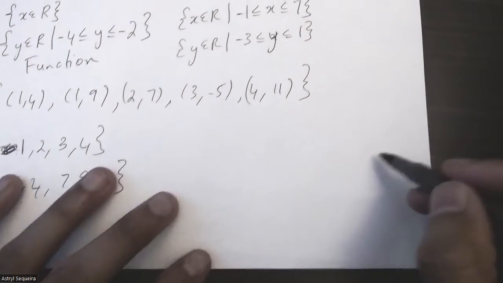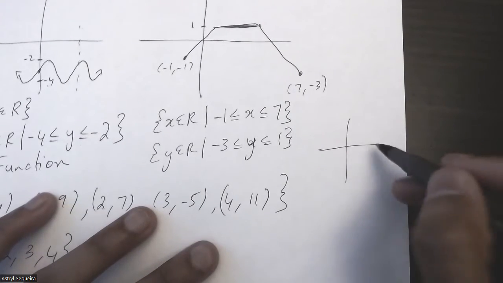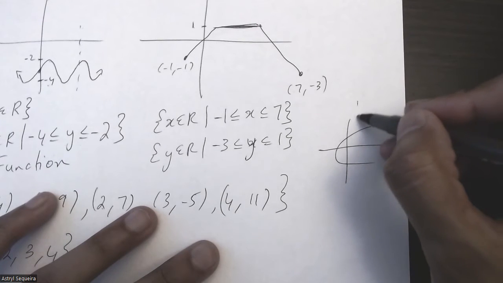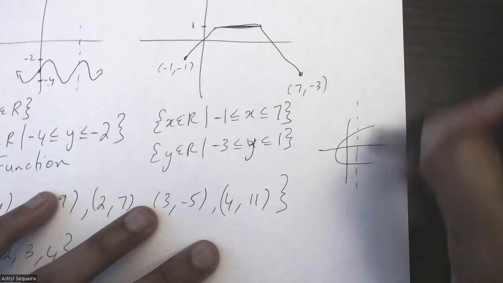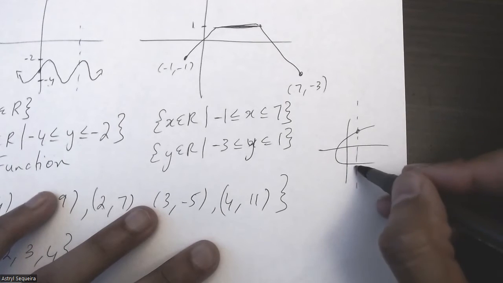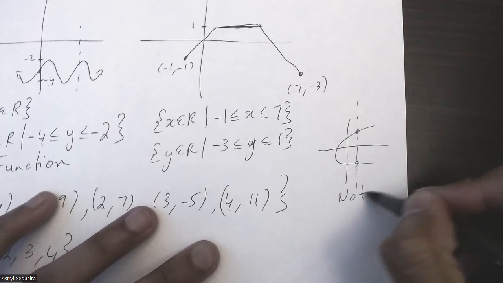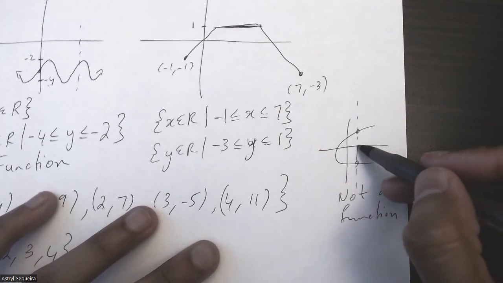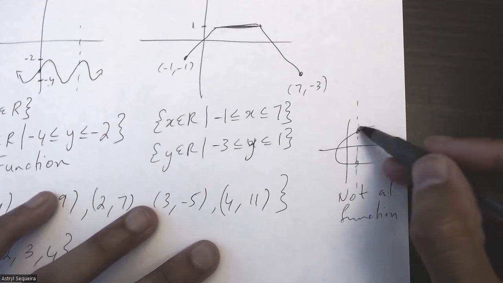But let's say, I'll show you another example really quick. Let's say I had a graph that looked like this. Well, if I draw a vertical line over here or anywhere, I'm passing through 2 points, which means it's not a function because it fails the vertical line test. And simply one x value cannot have two y values for it to be a function.